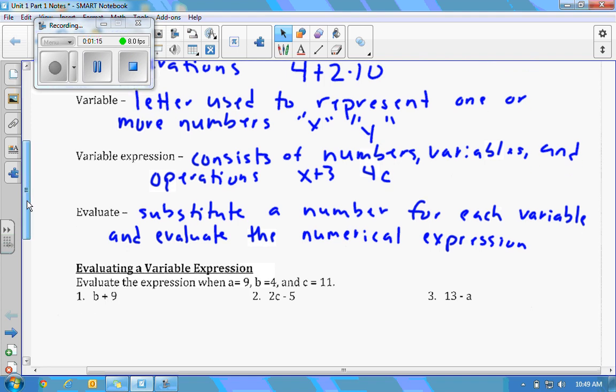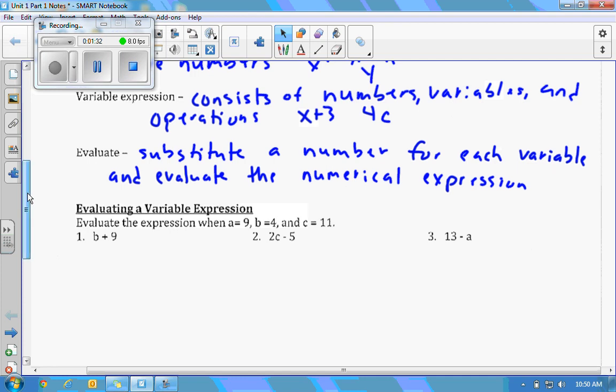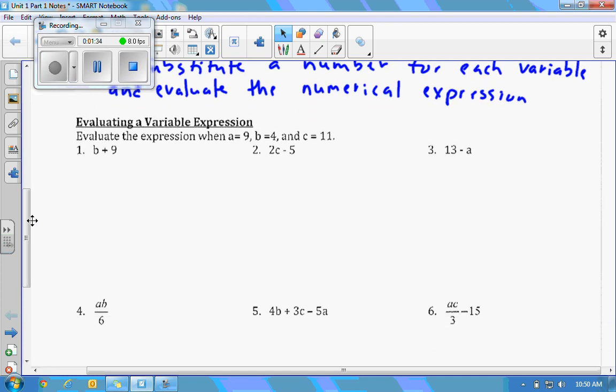The next definition is to evaluate, which you'll see a lot throughout the year. But right now I'm just talking about evaluating a variable expression. So when we're talking about variable expressions, we mean that we're going to substitute a number for each variable and then evaluate the numerical expression or solve the numerical expression. So if you look down, we're going to evaluate variable expressions. So the directions say to evaluate the variable expression when A equals 9, B equals 4, and C equals 11.